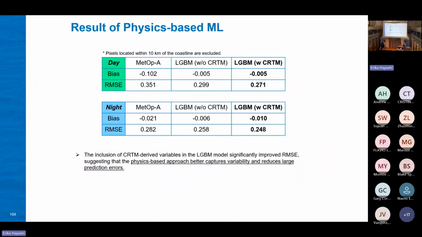This value shows the global bias and RMSE with method A, LGBM without CRTM, our previous result, and LGBM with CRTM information. This is our new result. So in nighttime, the RMSE is slightly improved here, but during daytime, the RMSE is significantly improved in the LGBM result with the CRTM. The inclusion of CRTM-derived variables in the LGBM model significantly improved RMSE, suggesting that the physics-based approach better captured variability and reduced large prediction errors.